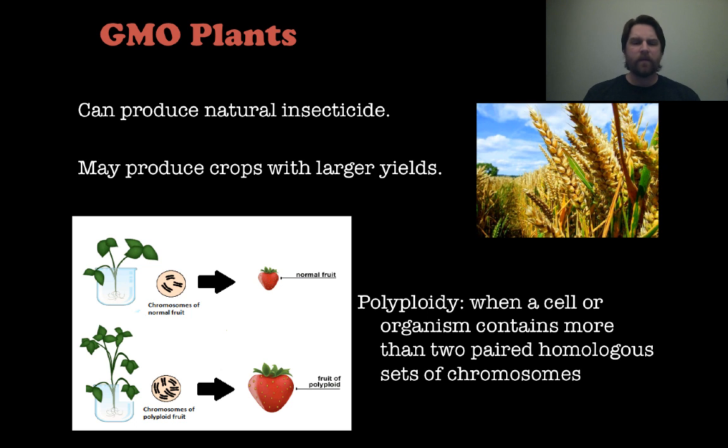Another way is looking at polyploidy. That means having more than one set of homologous chromosomes. In this case, in the strawberry, a normal strawberry fruit is very small, but if you genetically modify it to have two sets of homologous chromosomes, so it has 4 copies of each chromosome instead of just 2, you can actually make the fruit quite a bit larger.